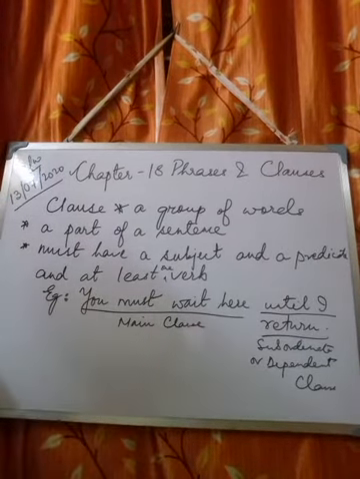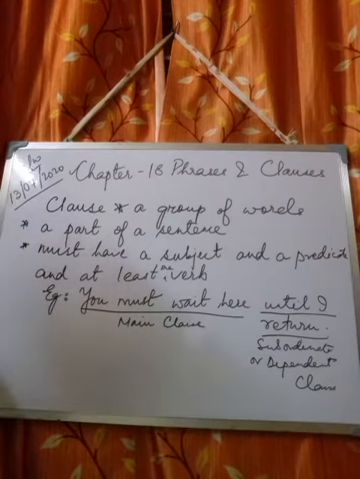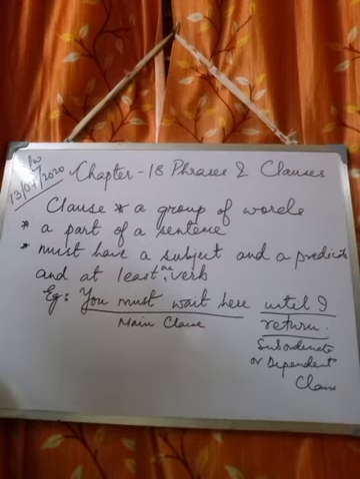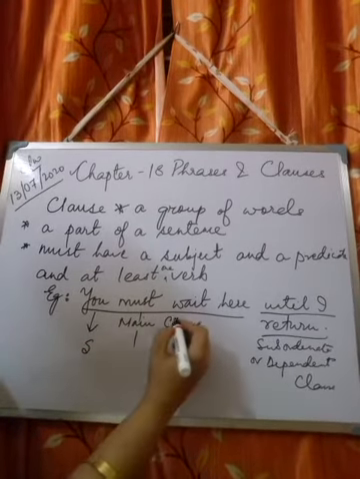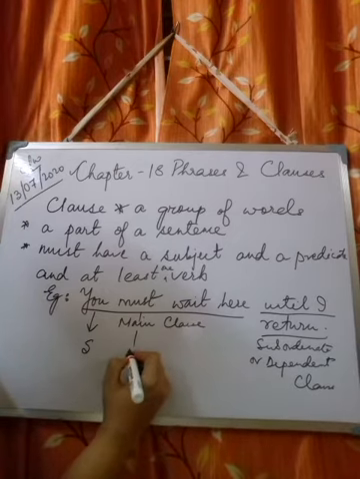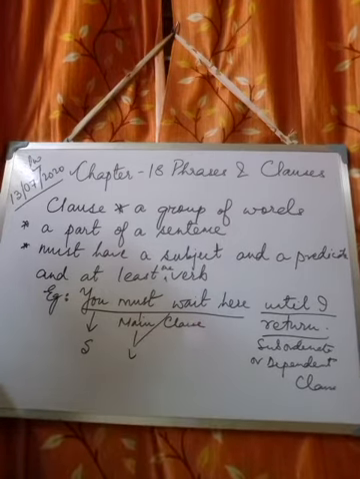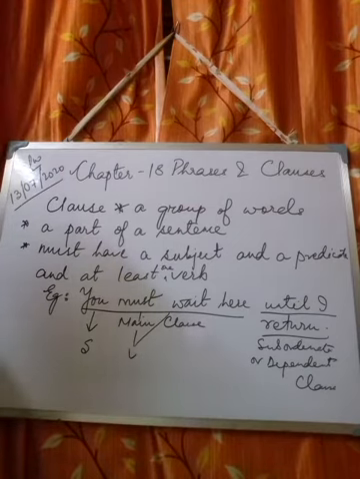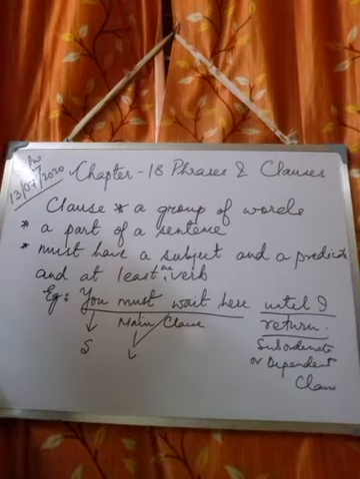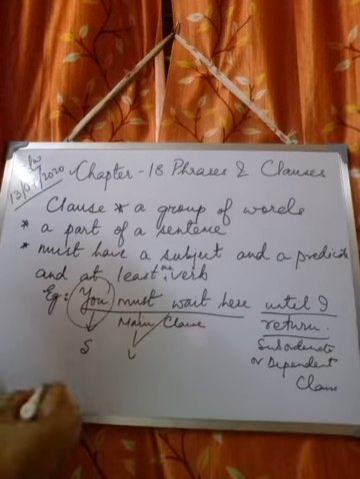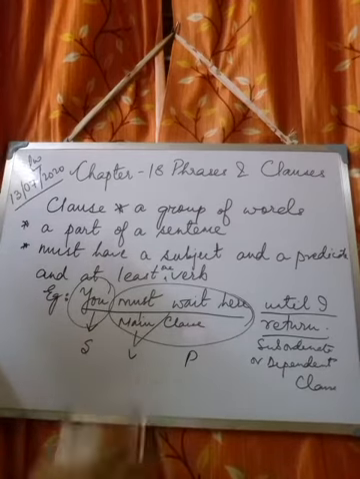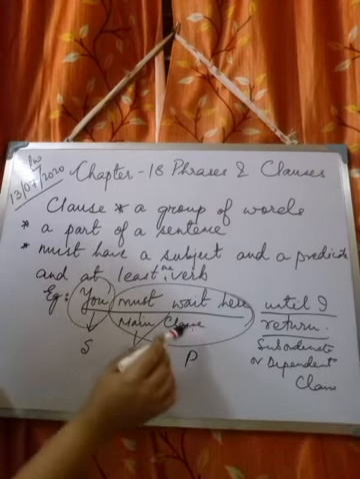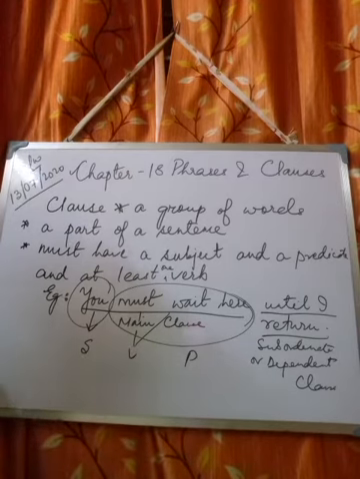Now you must wait here. If you analyze this part of the sentence, you is the subject, must wait is the verb, and if we divide this clause into subject and predicate, you becomes the subject and must wait here becomes the predicate. So this clearly shows that the clause has a subject, it has a predicate and it also has a verb. So this has met all the conditions of a clause.